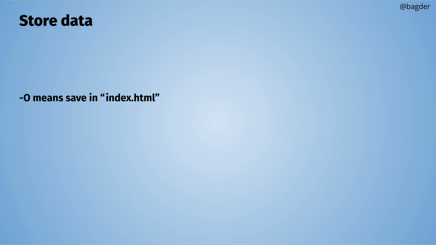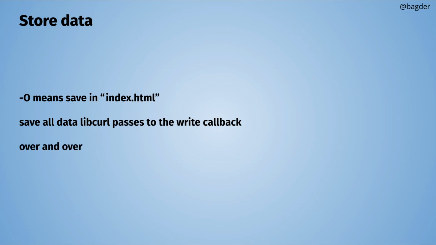the dash capital O. It means save it in this file, index.html. So in the callback, it figures out, here's the file name we want to use, and here's data coming in the write callback, and the write callback will be called over and over, and we just save it, open that file locally, and start saving data as libcurl delivers in the callback.